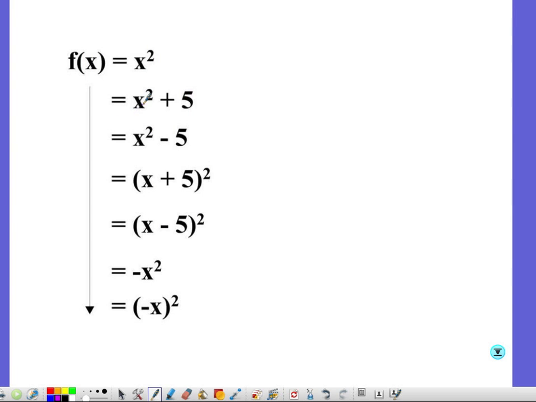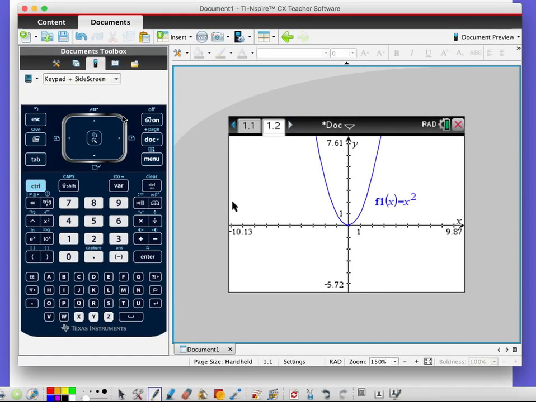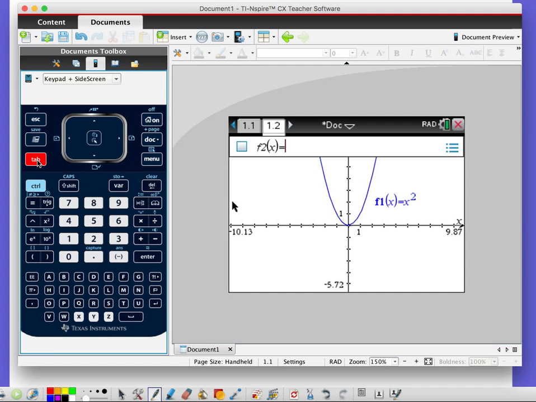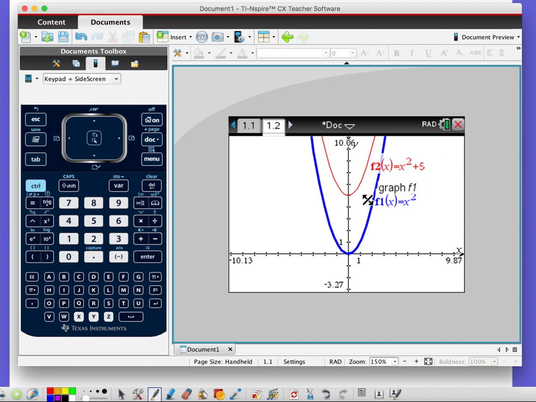Now, what happens to the graph when we add 5 at the end? We want to see how does the graph change? Okay, so you're going to press tab. We're going to graph x squared, and this time we're going to add 5 at the end. And once you press enter, I want you to see, how does the graph change? So if you take a look at this, we have the same shape, but notice that when we added 5, the graph moved up 5 units. 1, 2, 3, 4, 5.